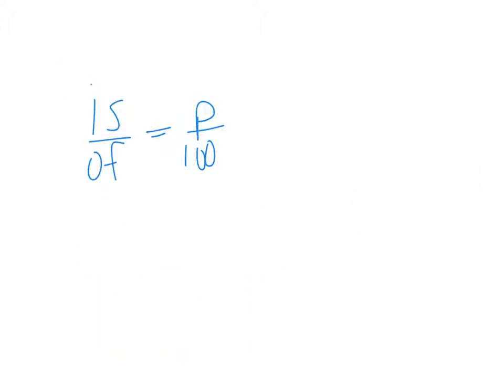So again, is over of is equal to percent over 100. That's the key idea of this lesson. And it's just recognizing what's the is and what's the of, and then you can place them in the right place.